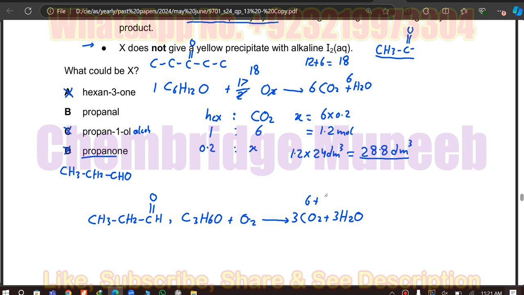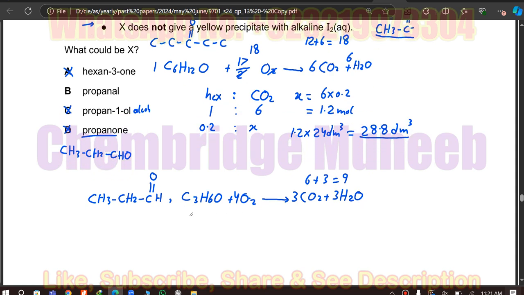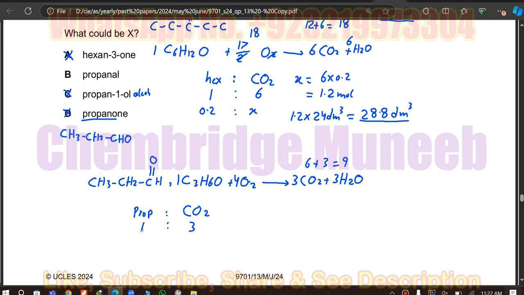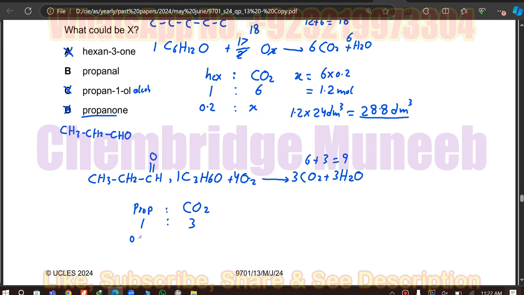Now there are 6 plus 3 oxygens on the right side. So for this purpose I will multiply oxygen with 4. Now I have got it balanced. Now I will check the ratios. For the propanal to carbon dioxide ratio, there is 1 mole of propanal and there are 3 moles of the carbon dioxide, and according to the statement I am given 0.2 mole of this X compound, which in this case is the propanal, and I have X moles of the carbon dioxide.